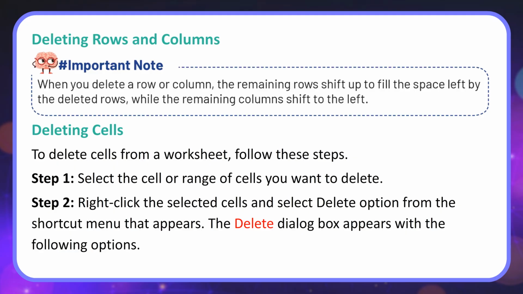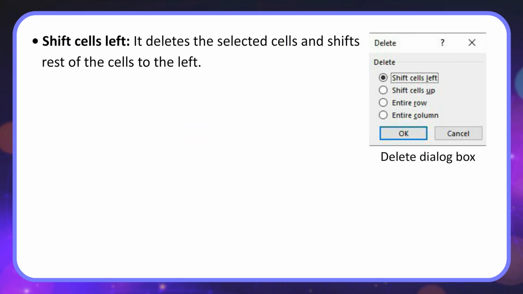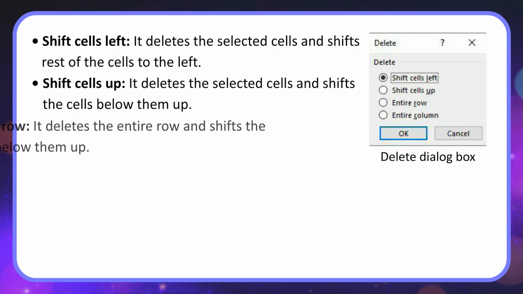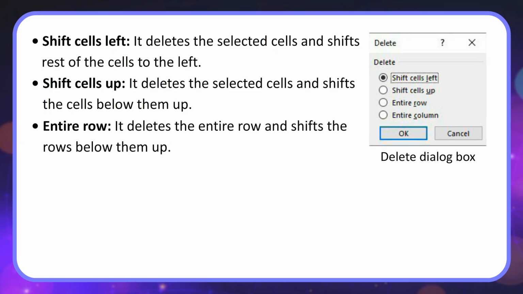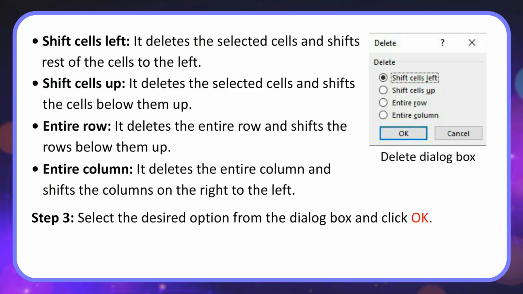The Delete dialog box appears with the following options. Shift cells left. It deletes the selected cells and shifts rest of the cells to the left. Shift cells up. It deletes the selected cells and shifts the cells below them up. Entire row. It deletes the entire row and shifts the rows below them up. Entire column. It deletes the entire column and shifts the columns on the right to the left. Delete dialog box. Step 3. Select the desired option from the dialog box and click OK.